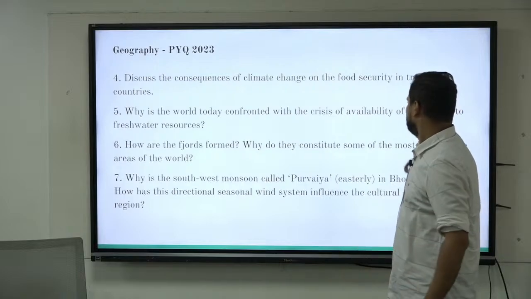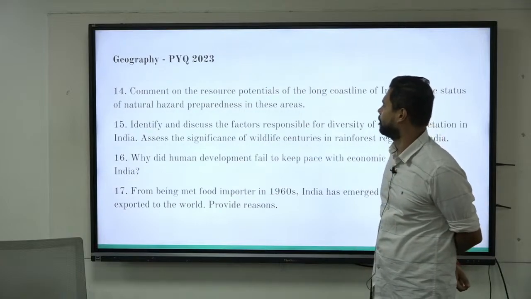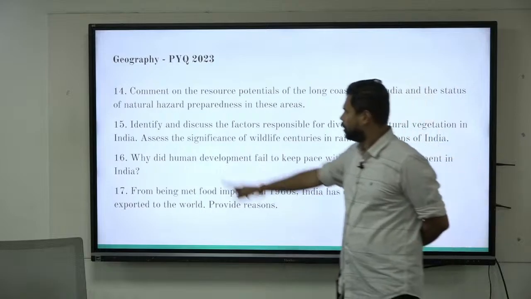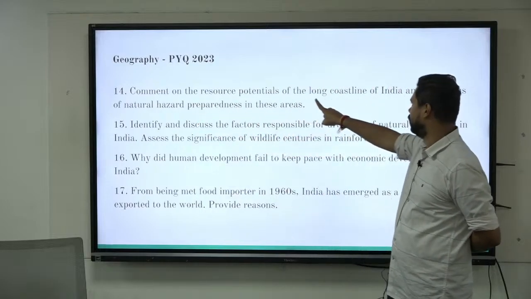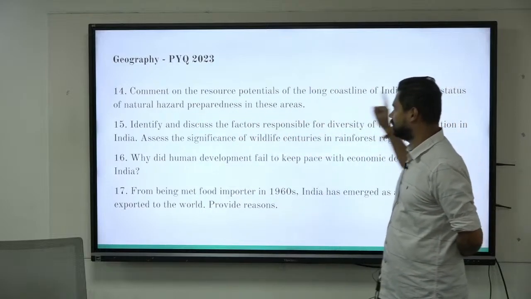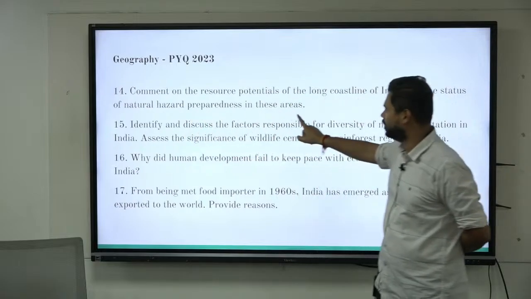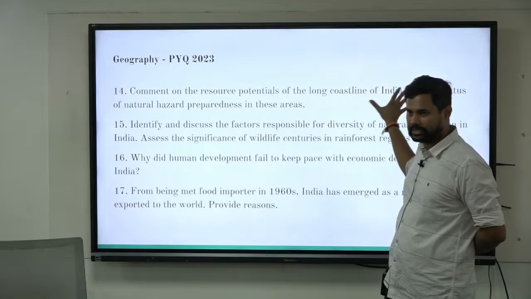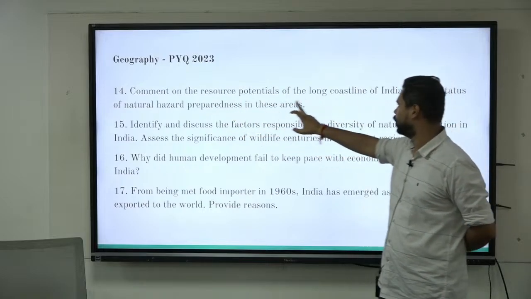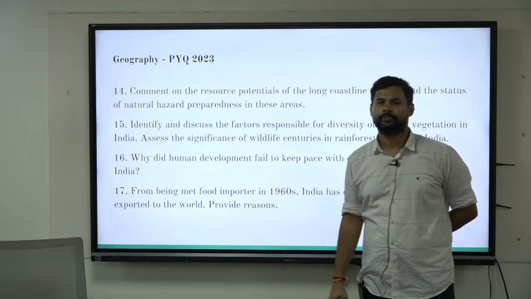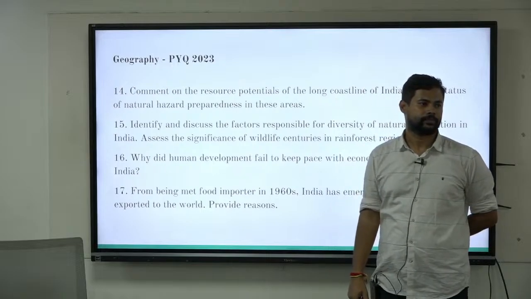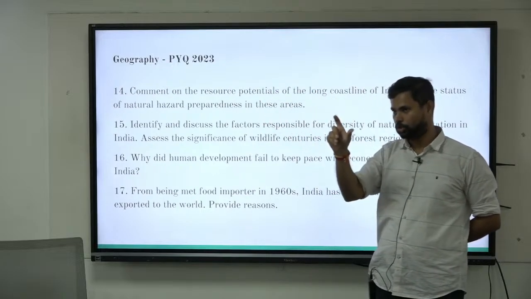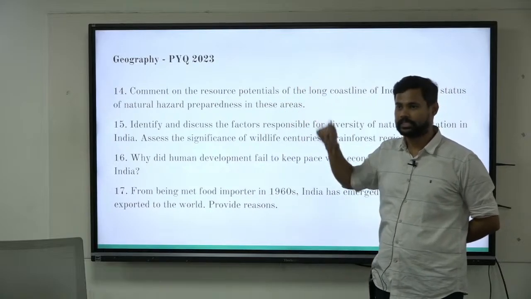Okay, next. Comment on the resource potential of the long coastline of India and the status of natural hazard preparedness in these areas. The second part I'll come back to later. Forget the second part. Comment on the resource potential of the long coastline of India. Resources, the resources of India. Okay, give the heading as such.